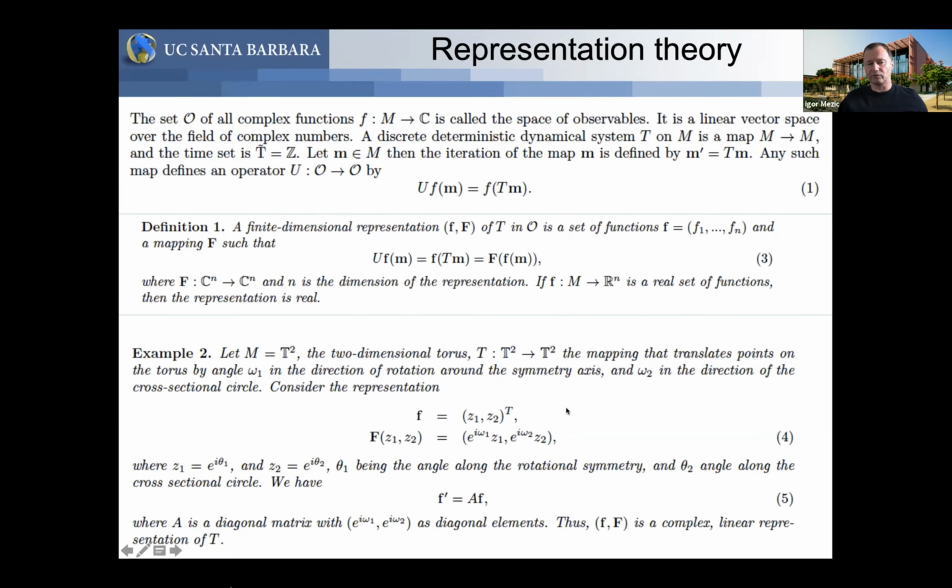So an example in which I need to immediately use complex functions in this set rather than real functions is rotation of the torus, where if I choose my set of functions to be z1 and z2, where z1 is e to the i theta 1 and z2 is e to the i theta 2, then I have f prime is Af. I have a linear representation of the nonlinear dynamics of a rotation around a two-dimensional torus, right? So that's a typical objective in Koopman operator theory, at least in data-driven analysis, to reduce the system to some linear representation.